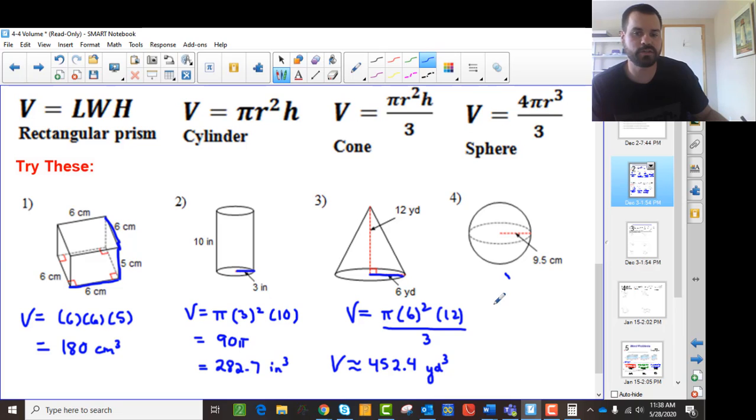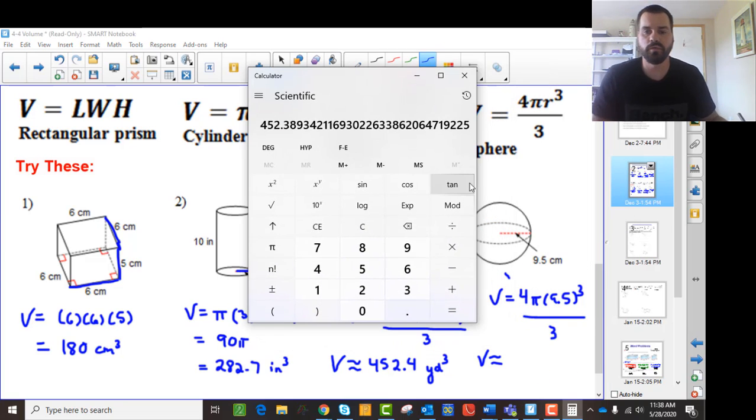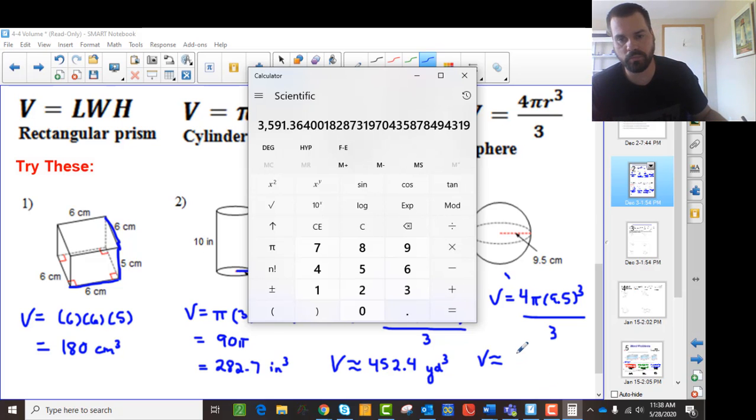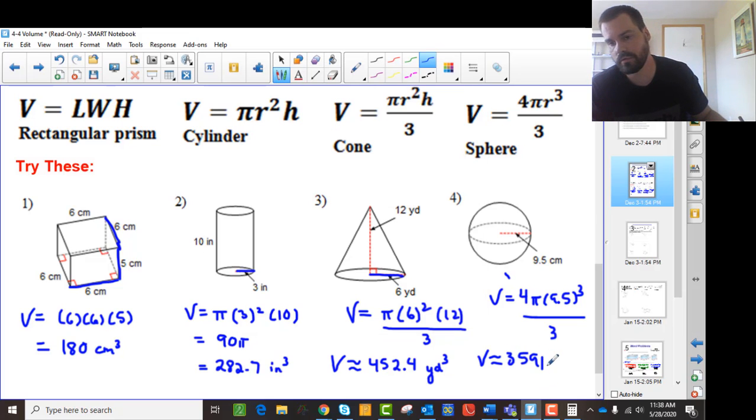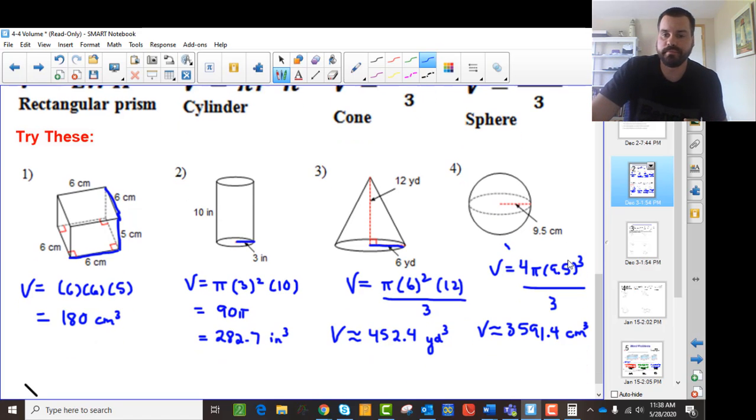And then finally, the volume of a sphere is 4 pi times r cubed, so 9.5 cubed, all divided by 3. So our volume here is going to be approximately, grab our calculator again, and we're doing 9.5 cubed first, and multiplying it by 4, and then multiplying it by pi, and then dividing our answer by 3. And I get 3,591.4. And that is in cubic centimeters. Okay? So that's the idea behind finding the volume.